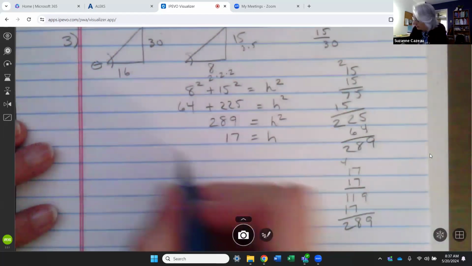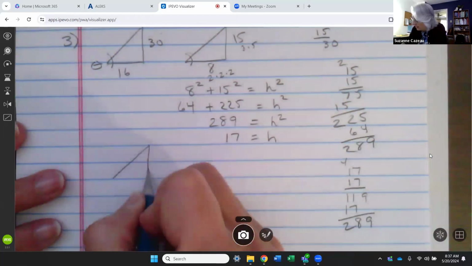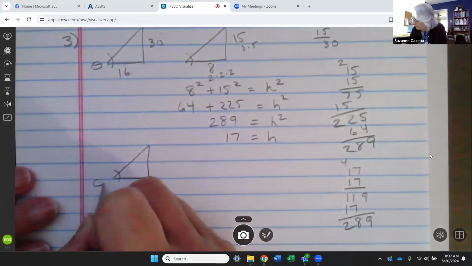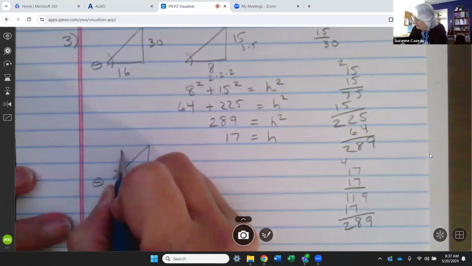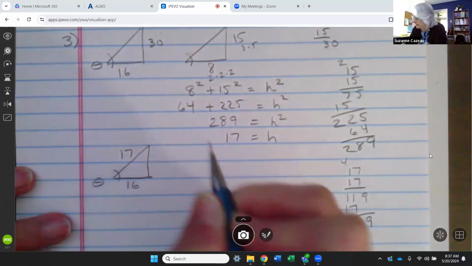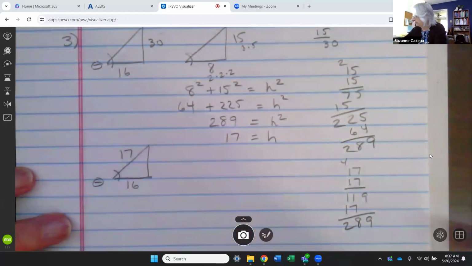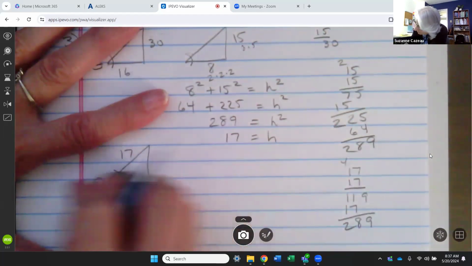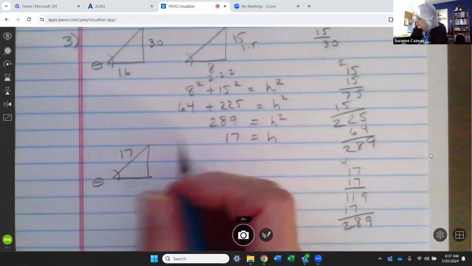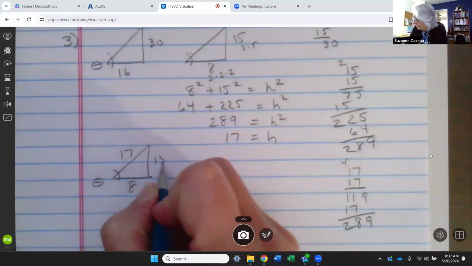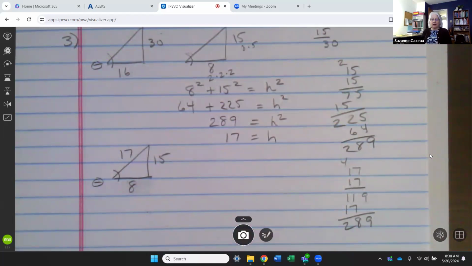So now I can fill in my triangle there. That means I've got 17 here, 16, or no, I'm sorry, 8. I reduced that. So I've got 8 and 15 and 17. So that's what my triangle looks like now.